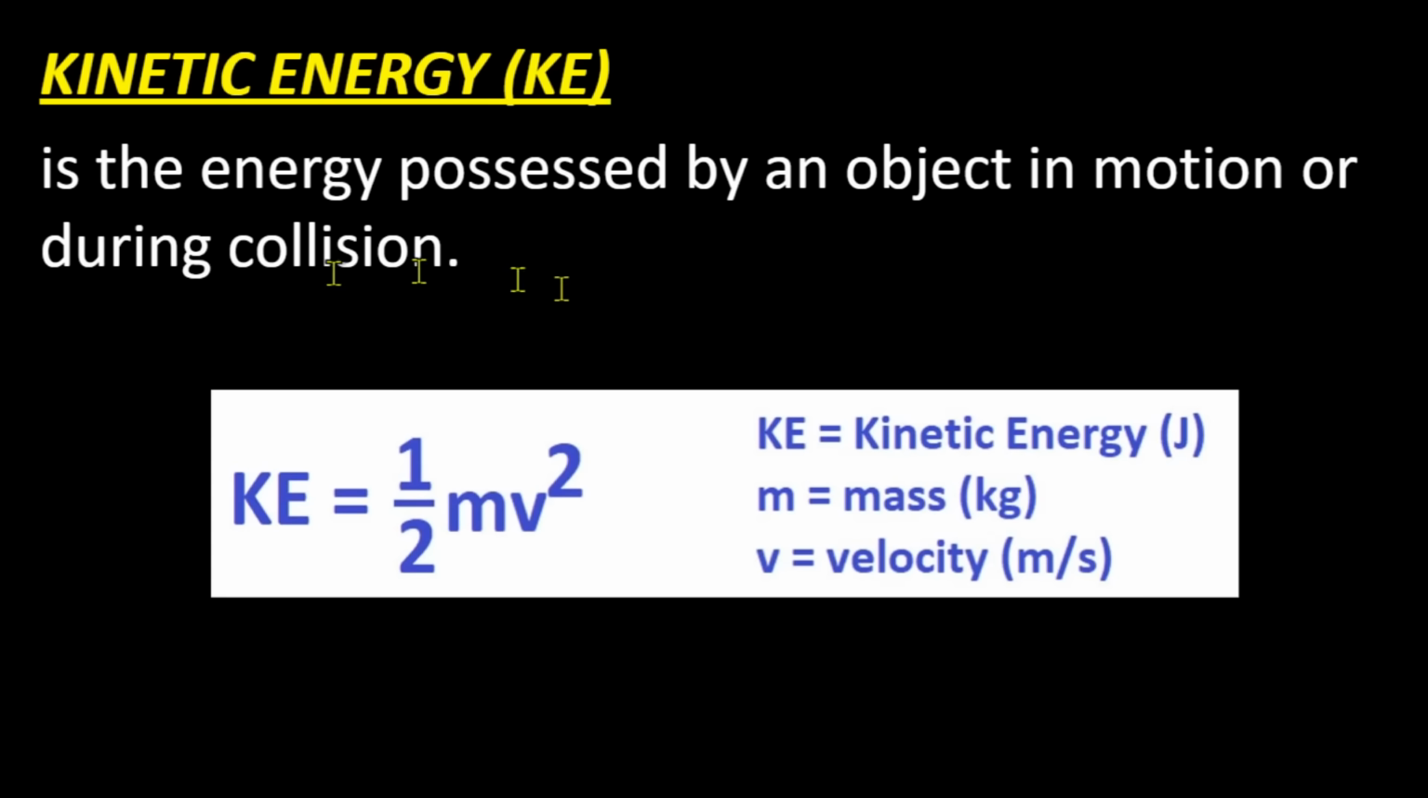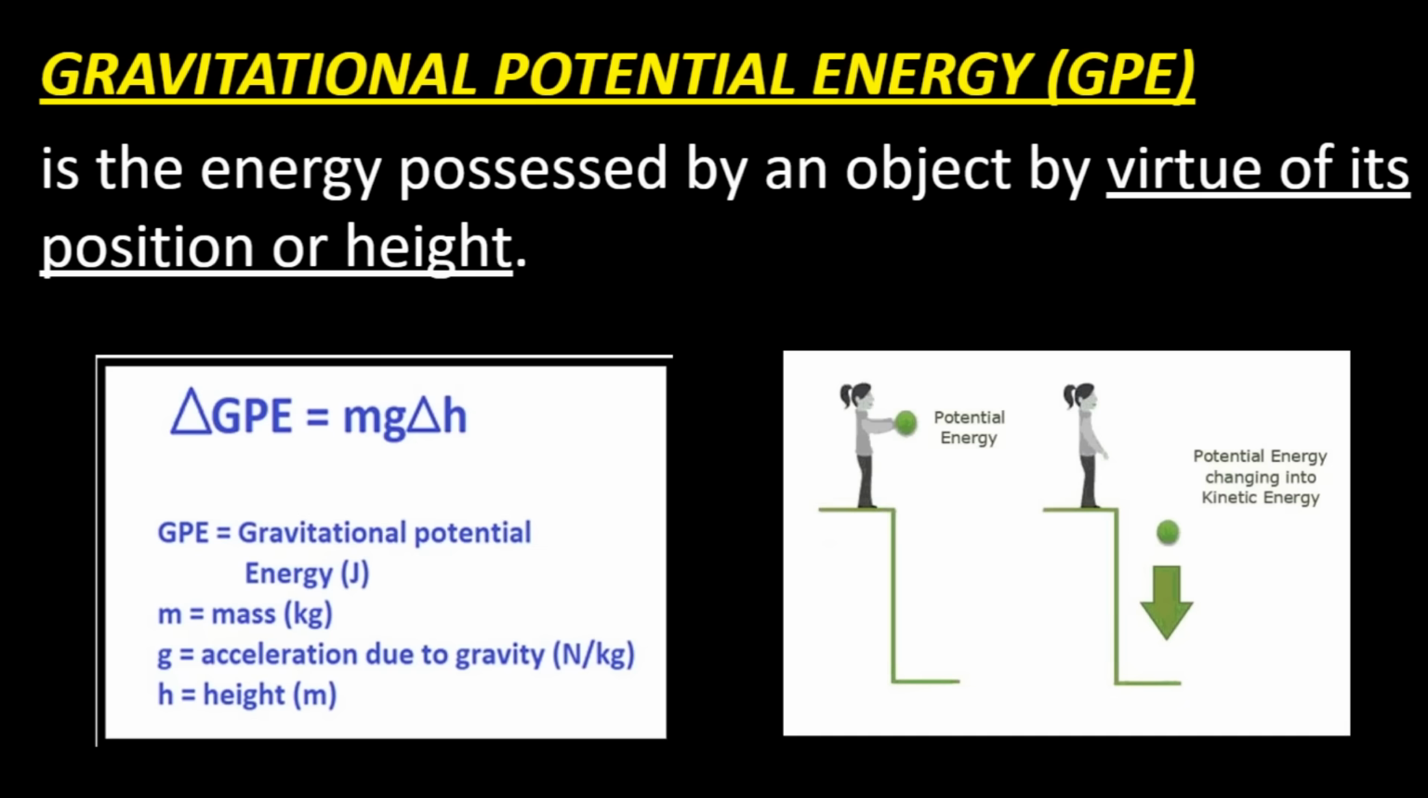Kinetic energy is the energy possessed by an object in motion or during collision. The formula for kinetic energy is a half mv squared. Gravitational potential energy is the energy possessed by an object by virtue of its position or height. The formula for gravitational potential energy is delta GPE is equal to mg delta h, where m is the mass, g is acceleration due to gravity, and delta h is the change in the height.